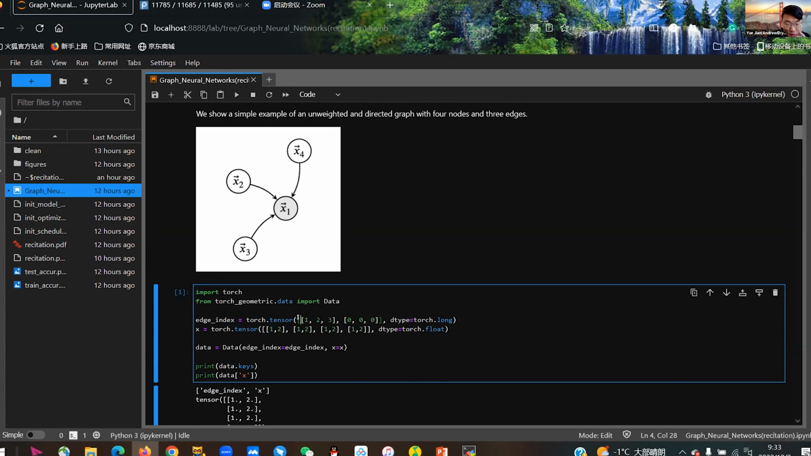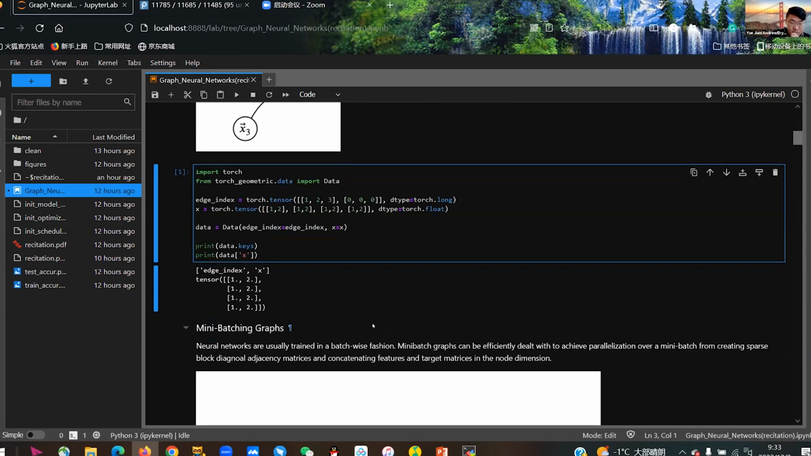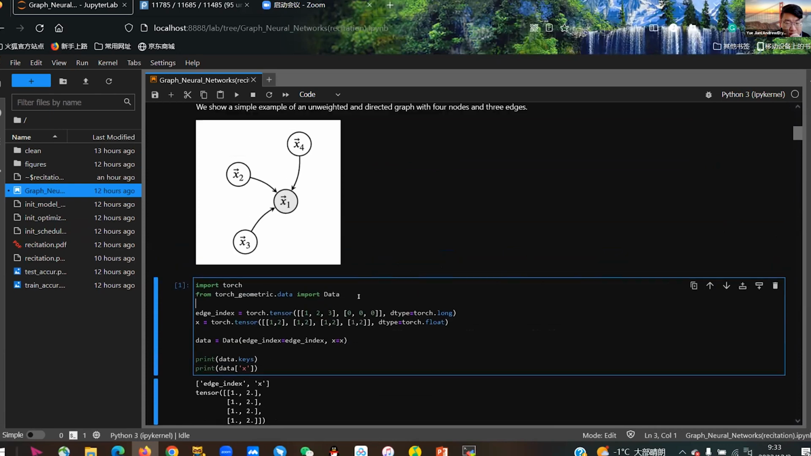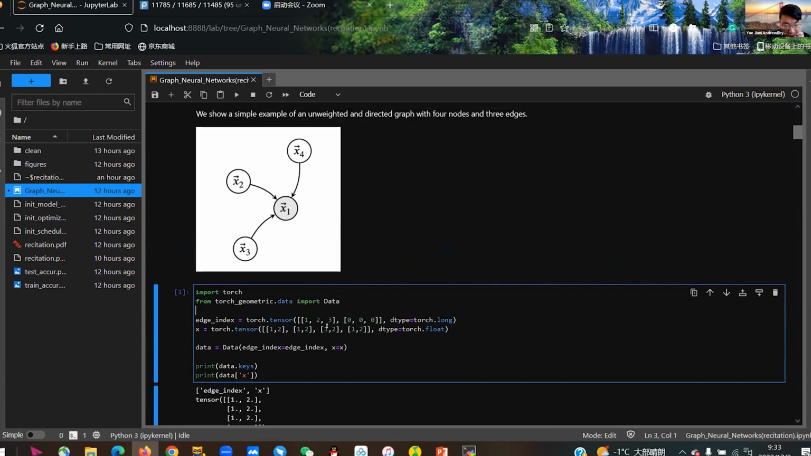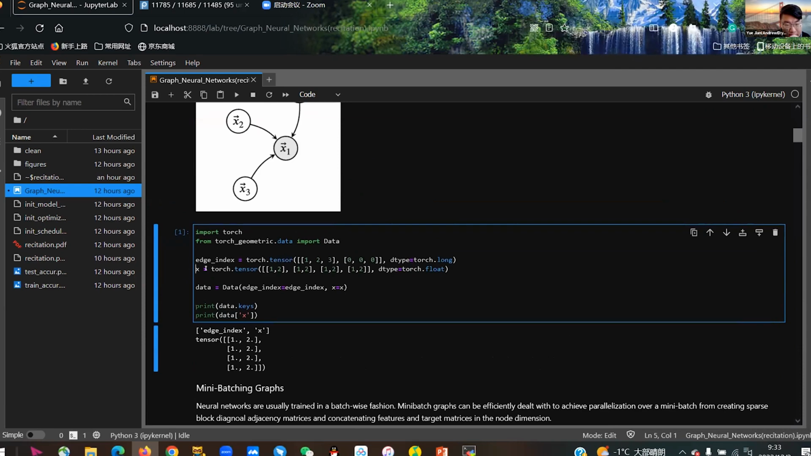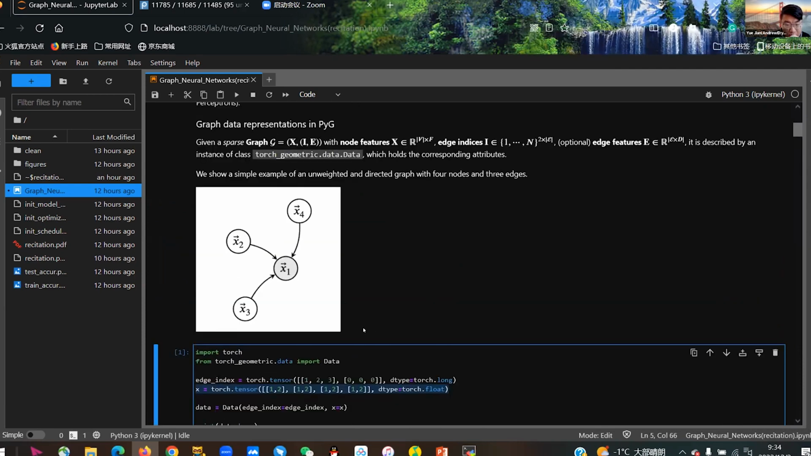So if you store the graph in this way, it will save more space in your computer. And this is how PyTorch Geometric stores a single graph. And of course, this X is the node feature matrix. So here you can see there are 4 nodes, and each node has 2 dimensions of node features.